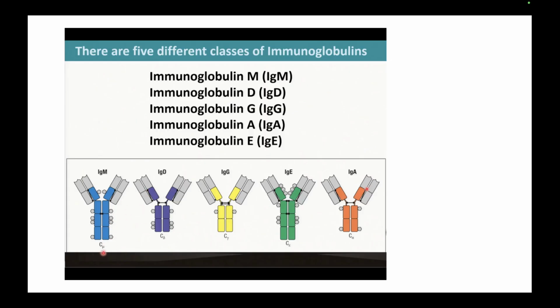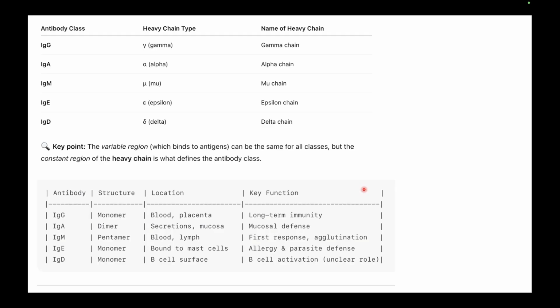If the mu chain is present, it is IgM. If the gamma chain is present, it is IgG. If delta is present, it is D. Epsilon is E, and alpha is A. Okay, so there is IgG, the gamma chain, and all, which I have already told.